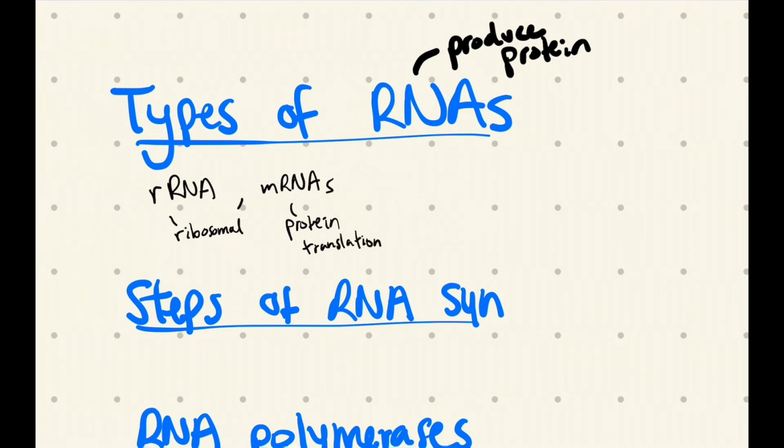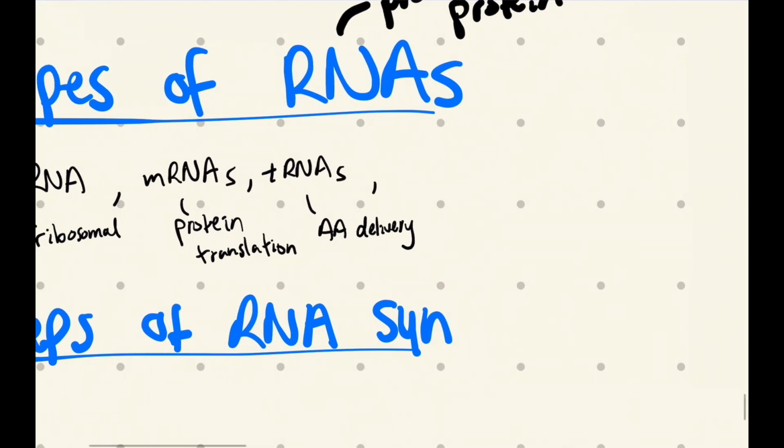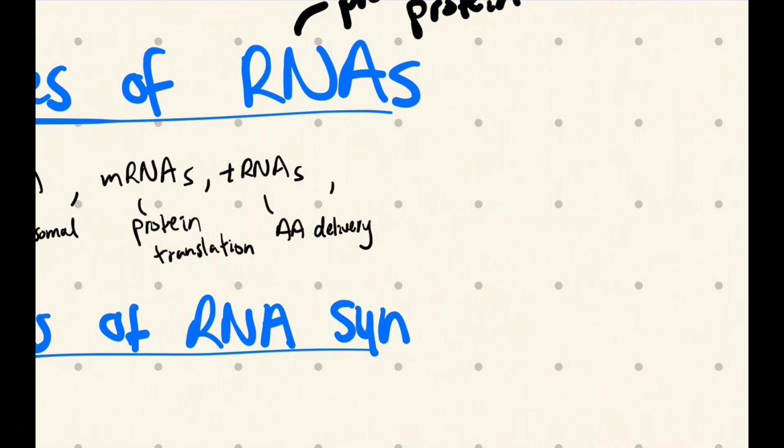And then after mRNAs, you're obviously going to need tRNAs. The reason why I say you obviously need it is because tRNAs are the ones that actually bring the amino acids so that you're able to form those peptide bonds. So your rRNA is actually able to form those peptide bonds and form a polypeptide for your protein. Because remember, a protein is a polypeptide.